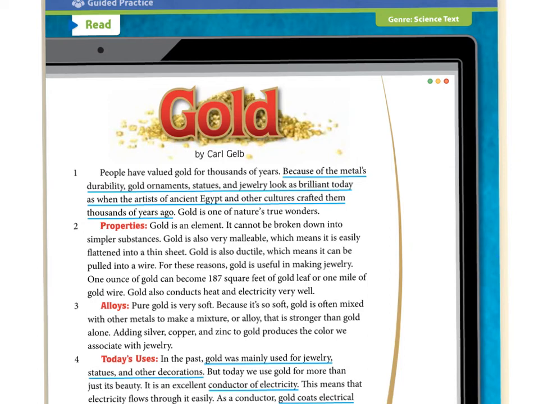Paragraph 2. Properties. Gold is an element. It cannot be broken down into simpler substances. Gold is also very malleable, which means it is easily flattened into a thin sheet. Gold is also ductile, which means it can be pulled into a wire. For these reasons, gold is useful in making jewelry. 1 ounce of gold can become 187 square feet of gold leaf or 1 mile of gold wire. Gold also conducts heat and electricity very blank.